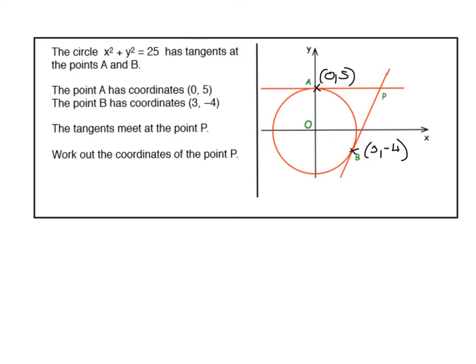So the first thing I can see is these two tangents meet at point P, which means if I draw the line down here, now the point where the tangent meets the radius, we know that those are right angles. So I know that this line and this line, they're perpendicular to each other. So the first thing I'm going to do is find out the gradient of the radius.